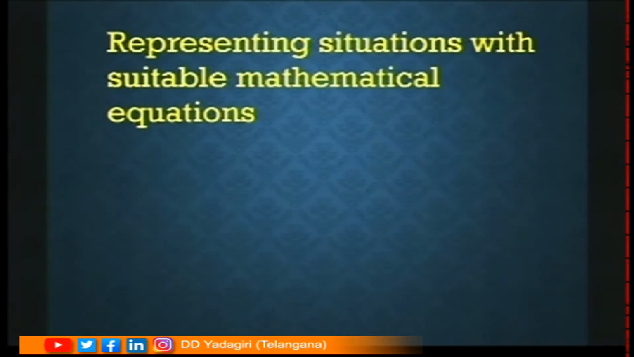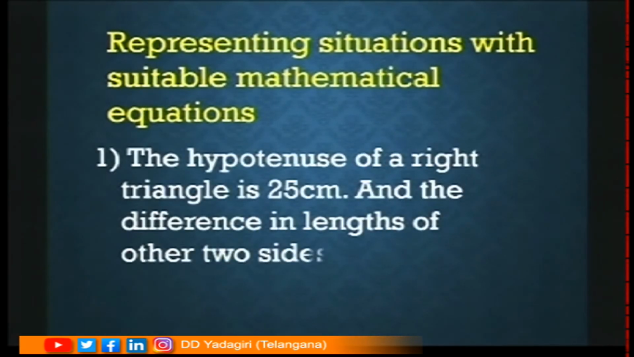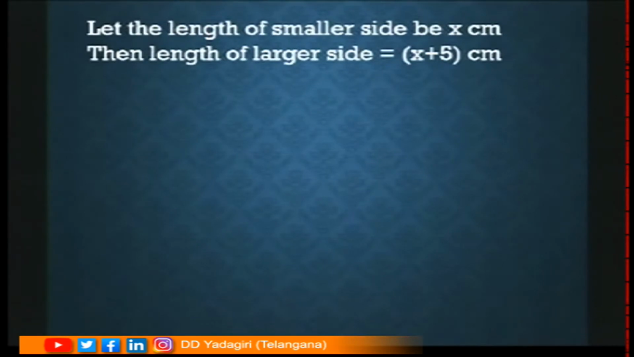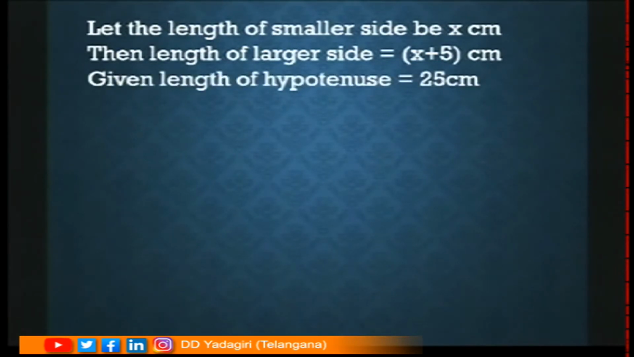Now, let's learn how to represent situations with suitable mathematical equations. The hypotenuse of a right triangle is 25 centimeters and the difference in lengths of the other two sides is 5 centimeters. What is the length of the two sides? Now, what is given to us? A right angle triangle. So, what are we presuming? Let the length of the smaller side be x centimeters. So, the length of the larger side would be x + 5 centimeters. But what is the length given to us of hypotenuse? It is given to us as 25 centimeters.